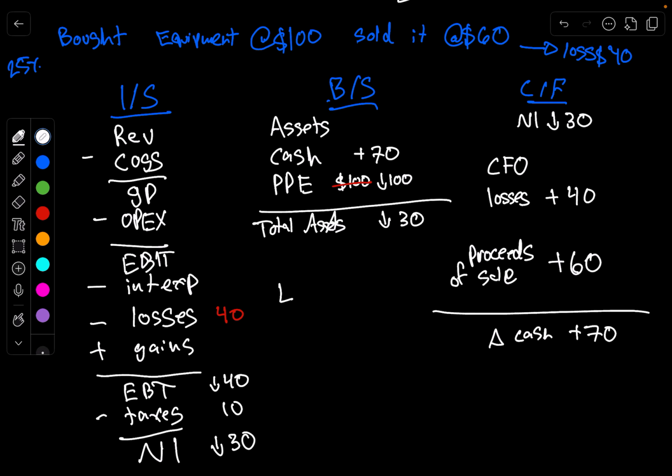Let's talk about our liabilities. Any change there? No, right? Nothing happened to our liabilities at all. And now let's look at our shareholders' equity. Well, our shareholders' equity flows through from our net income. So we have $30 less in terms of our shareholders' equity.